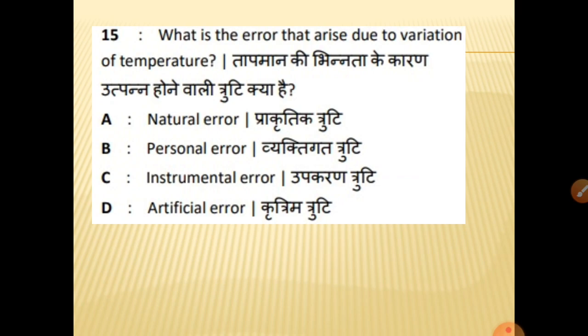15th question. What is the error that arises due to variation of temperature? Natural error, personal error, instrumental error or artificial error. Option A, natural error, is the error that arises due to variation of temperature.